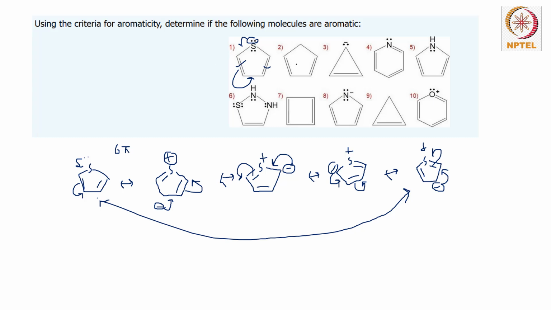Second is this one. You can see how many pi electrons? 1, 2, 4. 4 pi electrons, so it will not be aromatic. This one, a negative charge means 2 electrons. So 2 plus 2, it will be 4 pi electrons. So it is also not aromatic.